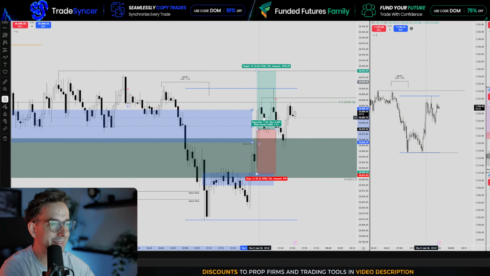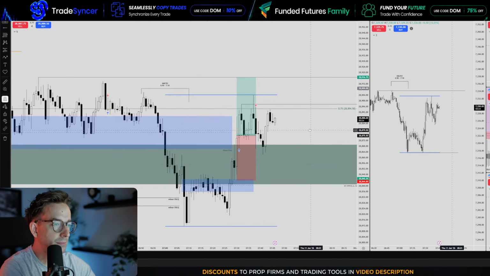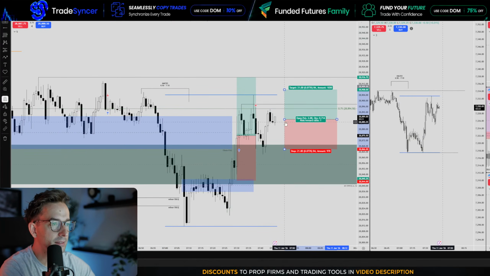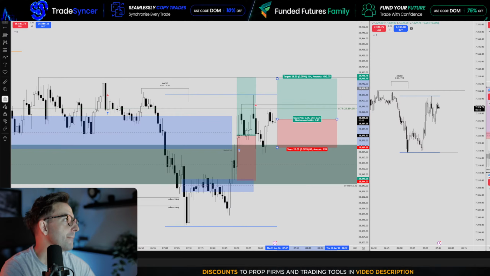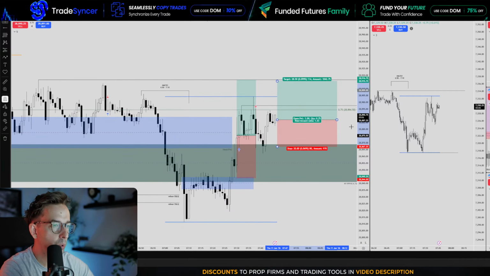So 15-minute, it is lining up with it grabbing these highs here. I can't get it again. Even if I wanted to, the RR is not there. My stop loss would be in a pretty poor position.